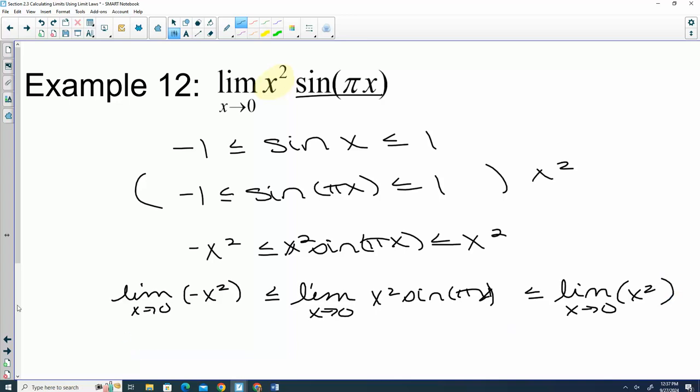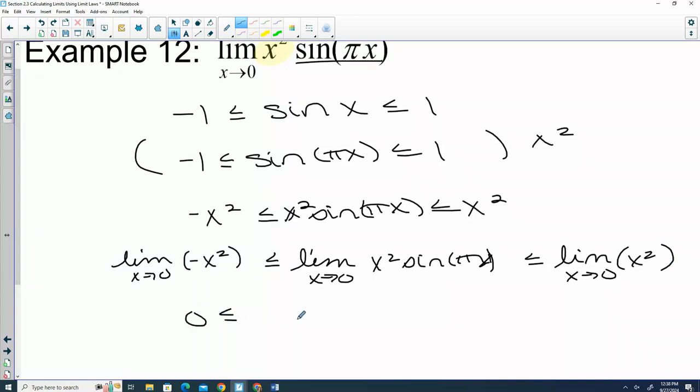Okay, but what is the limit as x approaches 0 of negative x squared? 0. We can't do the middle, but both ends are 0. So we know the limit is between 0 and 0, which means the limit is 0.